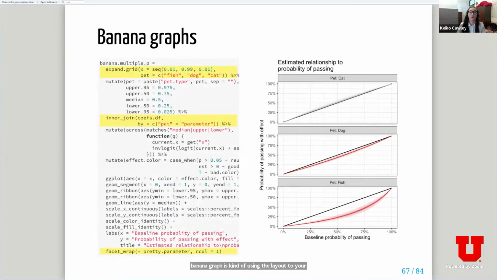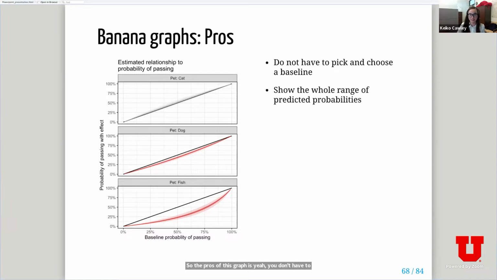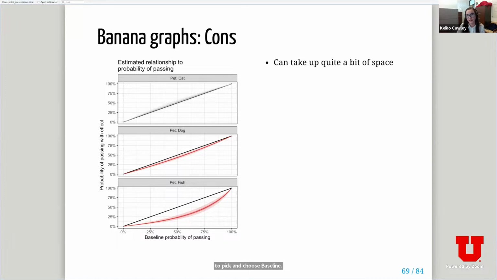All right. So, oh yeah, and also in R, you can facet wrap and show multiple banana plots together. So the pros of this graph is, yeah, you don't have to pick and choose a baseline. And because you don't have to pick and choose a baseline, you show the whole range of predicted probabilities. The cons are, however, it can take up a lot of space, and that's because for each parameter value, you can only show one banana graph. Also, as we kind of saw, it might be hard for them to initially understand.